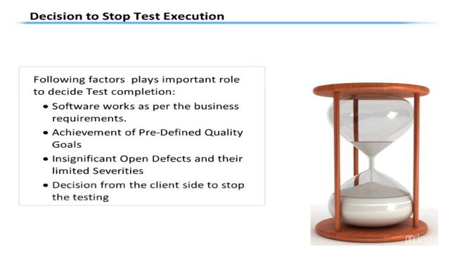And most importantly, a decision from the client side to stop the testing is a good reason to stop the testing. This decision has to be authenticated, and the test manager should have sufficient proof to stop the testing. Thus, if one or more of these situations listed above are fulfilled, the software testing can be stopped, only after consultation with the higher management.